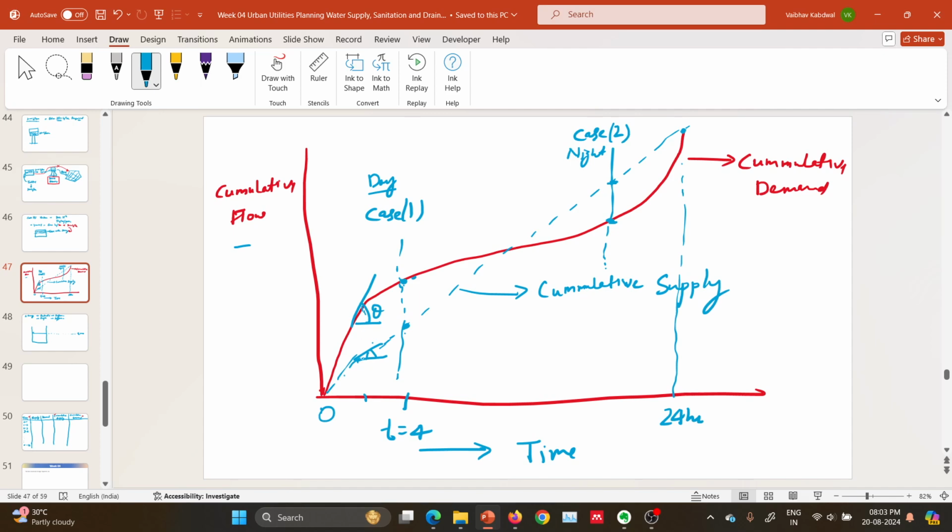Demand is more, supply is less. You understand? This is A, this is B. Let's write it as XY. X is the Y ordinate and Y. So here X is greater than Y, means cumulative demand is more than cumulative supply.